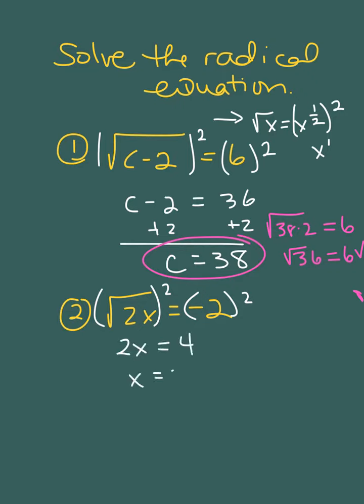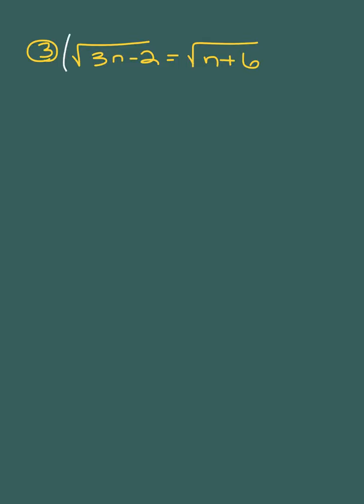Okay, let's look at number 3. Again, I have a radical on both sides this time. So again, I'm going to square both sides. That will allow me to get rid of that radical sign. So I'm left with 3n minus 2 is equal to n plus 6. Bring my n to the other side, and I have 2n minus 2 is equal to 6. Add my 2, and I have 2n is equal to 8. So n is equal to 4.